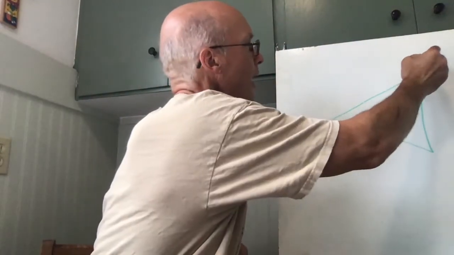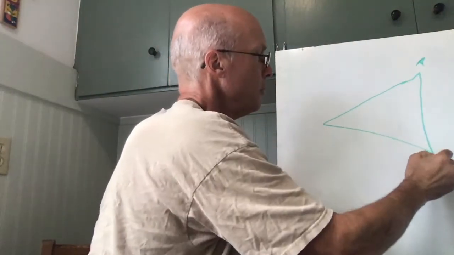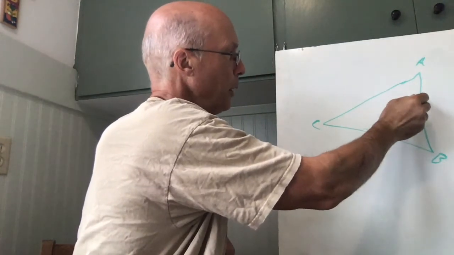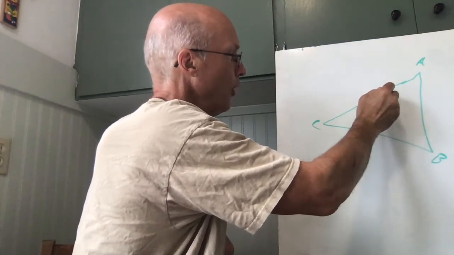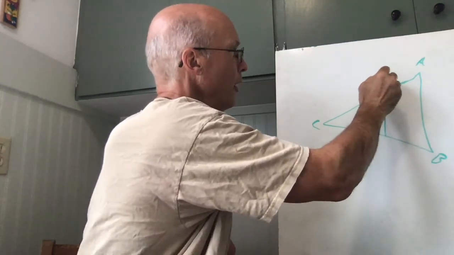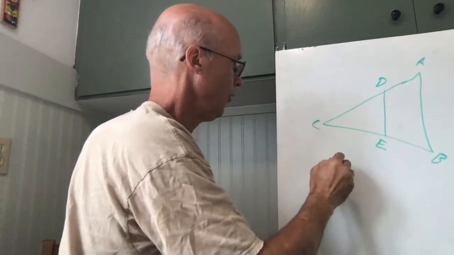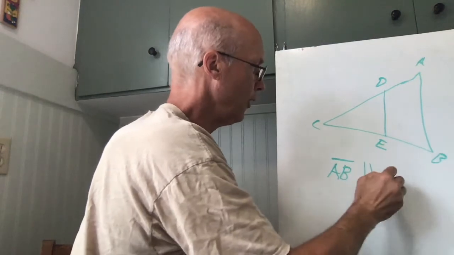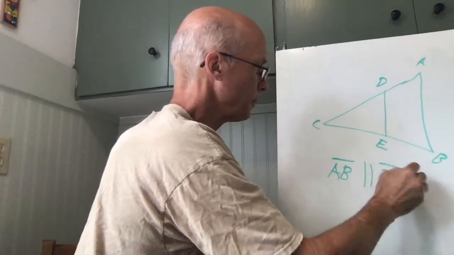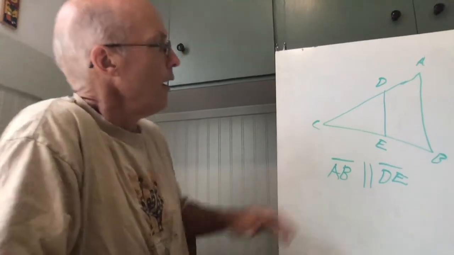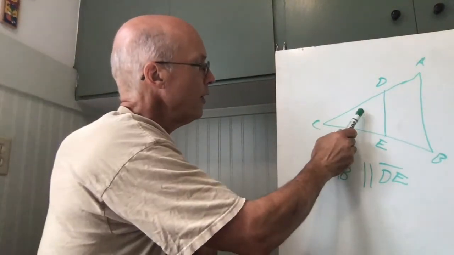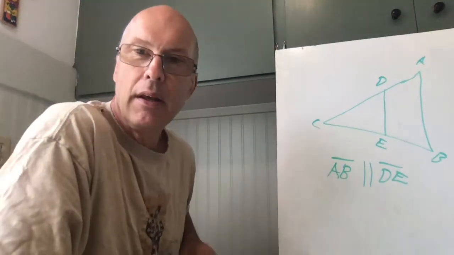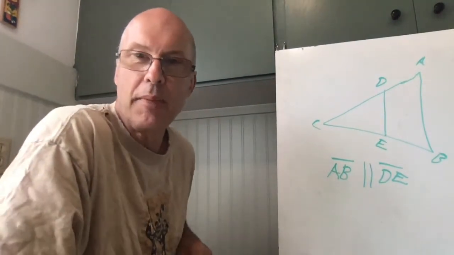So let's say I have A, B, and C. And then I draw a line that's parallel to AB. I'll draw it here. We'll just call that DE. So AB is parallel to DE. My question is, see this smaller triangle compared to the bigger triangle? Can you see that those are going to be similar?